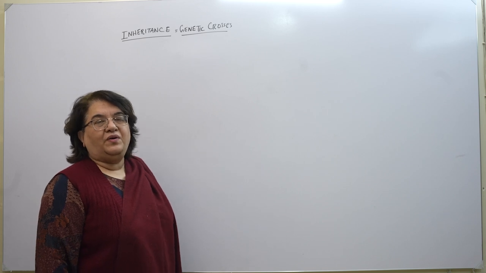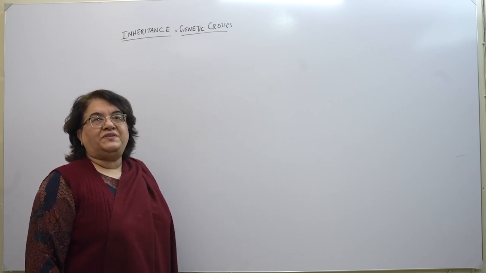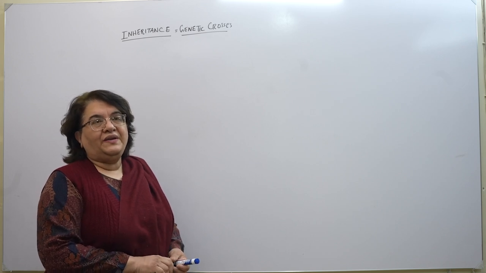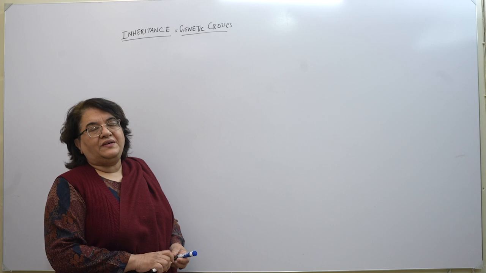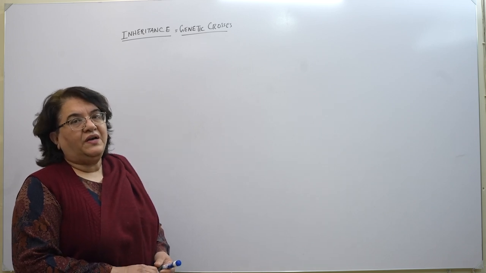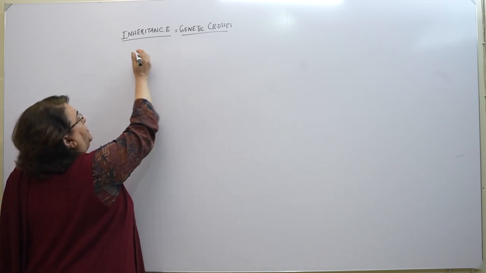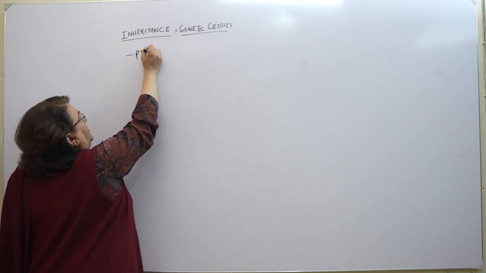This topic would be on inheritance, which is one of the chapters in your O-level Cambridge biology syllabus, right? Now, in inheritance, we will also have to look at genetic crosses. What do you mean by genetic crosses? Well, genetic crosses will give you the probability. Let's have a look at this.